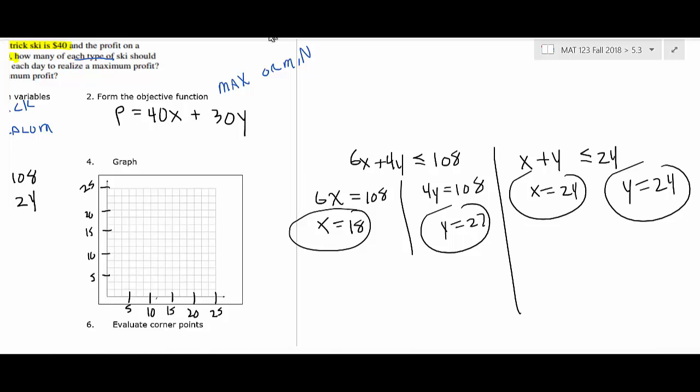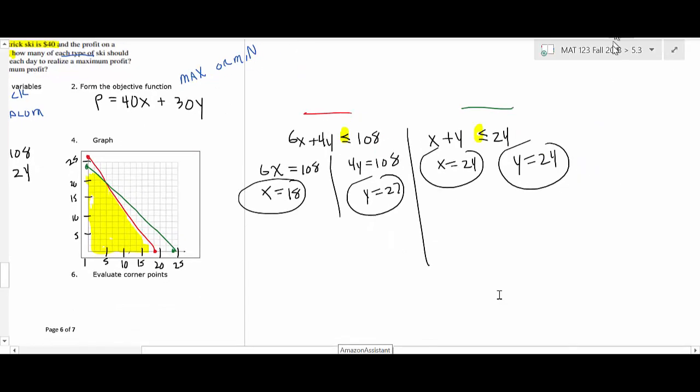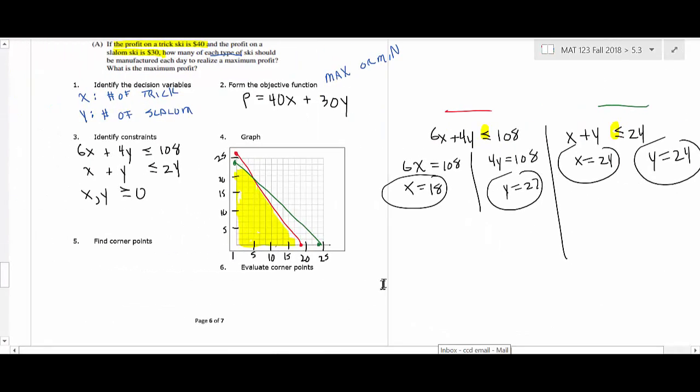All we have to do is get a pretty good estimation of this anyway. So this first line is going to have an x-intercept of 18, just estimate it, it doesn't have to be perfect. Y-intercept of 27, so it's going to go like that. The second equation has intercepts of 24, so it'll go like that. We have two less thans, so that means the feasible region is down below like this. Next we have to figure out our corner points, and then evaluate the profit.